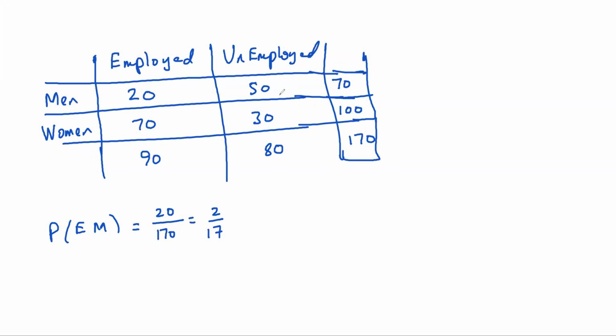Now, don't assume that we have picked a person and now we're going to pick from the remaining 169. No, this is not that, okay? Not like that. We pick a person from all these 170 people over here. What is the probability that the person chosen is an unemployed woman?